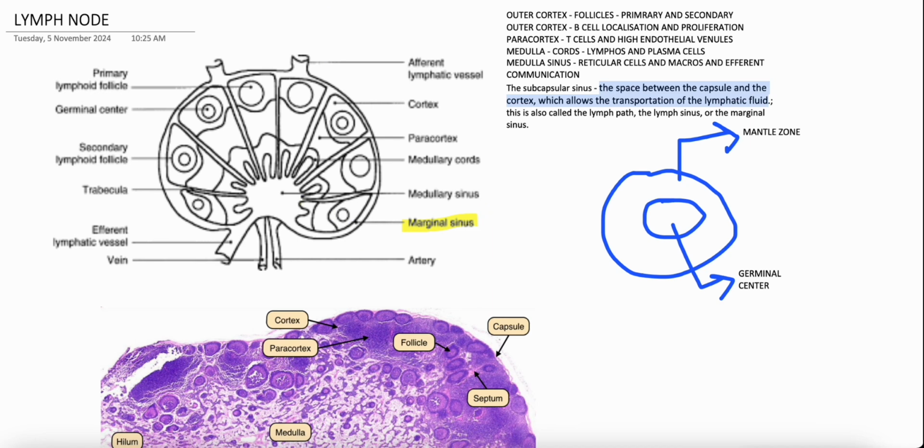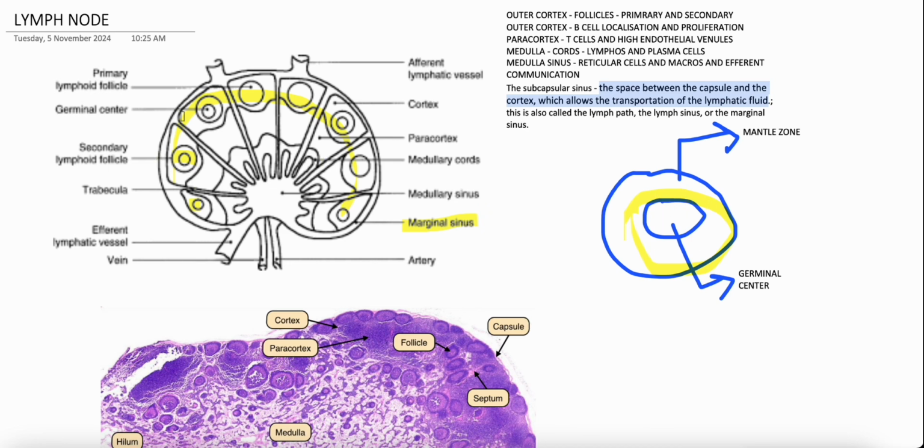Then we will have the cortex, which is this entire area. This is your cortex, which will have different types of follicles. Primary follicles are quiescent and not dividing, and these are your secondary follicles. These secondary follicles will have a mantle zone, which is seen here, and the germinal center.